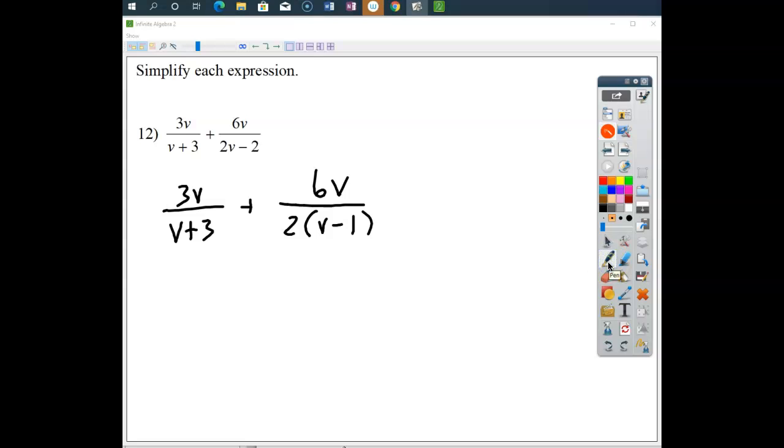And now that it's factored, we're going to go ahead and try to match up their factors. So after you factor the denominators, we want to multiply to match those denominators. This one has a v plus 3, and the one on the right has a 2 and a v minus 1. So the fraction on the left side needs a 2, and it also needs a v minus 1. The fraction on the right side needs a v plus 3.